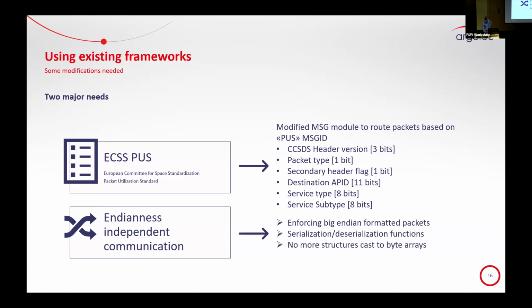And we also worked on endianness independent communication because, as I said before, we now had two computing elements: an OBC, which is big endian, Leon 3 based, and a parallel processor, which is instead little endian. So we had to basically enforce big endian communication and have some serialization and deserialization functions to handle that.